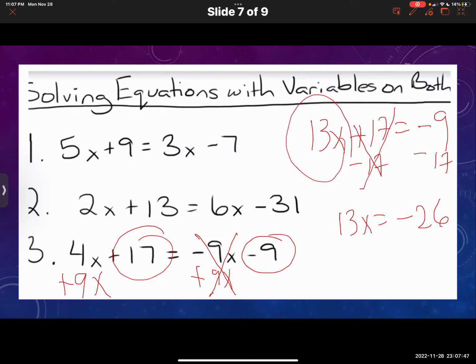What's the opposite of multiplication? Division. 13 goes to the party, x stays home, one negative, you have to keep it. 26 divided by 13 is 2. X equals negative 2. So I hope you got all those answers. All right.